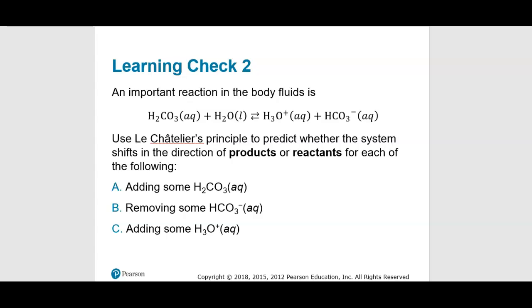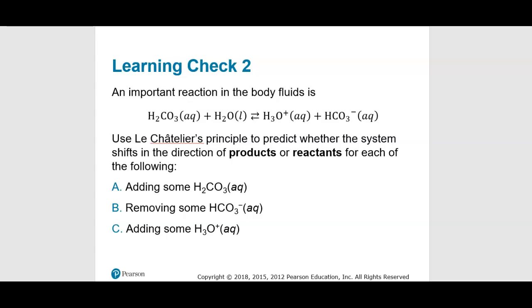Okay, add some carbonic acid, H2CO3, aqueous. What's going to happen? You're adding reactants. You already have equilibrium, you've got a certain amount of reactant there. Now you add reactant. If you add something, the equilibrium is going to shift in the direction of the other thing. So adding carbonic acid should shift it towards products.